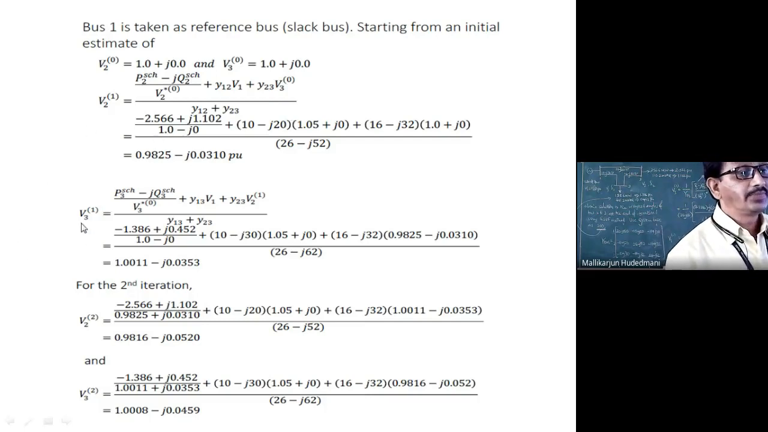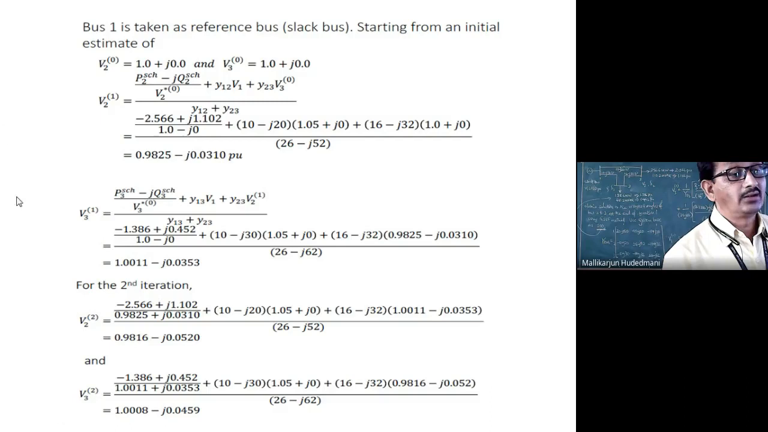What is my next step? V3 of 1. What is V3 of 1? P3 minus jQ3. Just observe the numerator of the term. P3 minus jQ3 is nothing but 0 minus demand minus 1.36, minus 0 minus the reactive power 0.452. That becomes plus 4 there. Divided by V3 0 conjugate, the initial estimate of V3, 1 angle 0 or 1 minus j0.